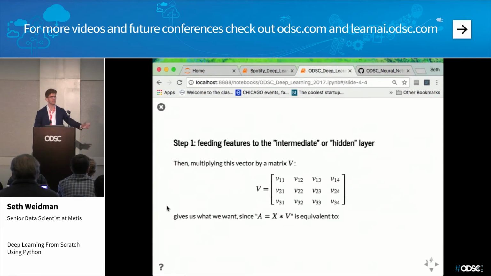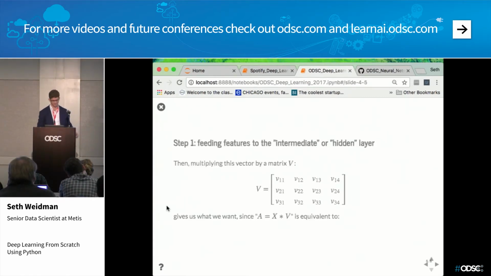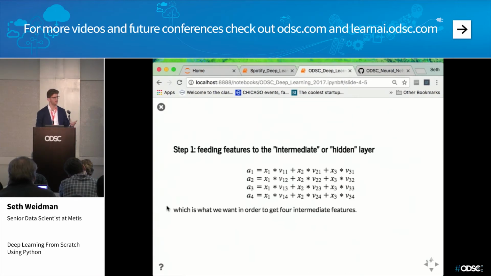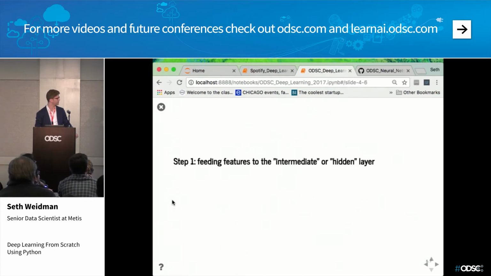And so to transform this into our intermediate features, we're going to multiply it by a matrix. Now again, there's lots of matrix multiplications that go on in neural nets, but those are only a means to the end of expressing the fact that you want these intermediate features that are linear combinations of your original features. It's just a concise way of expressing that idea. That's what we actually want. We want these intermediate features that are linear combinations of our original features.